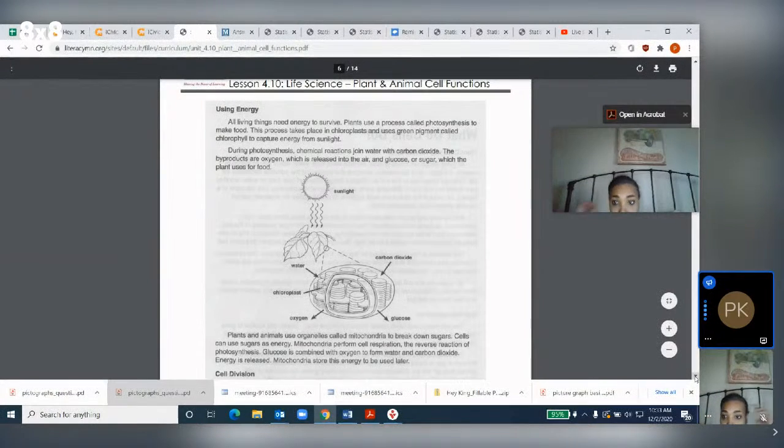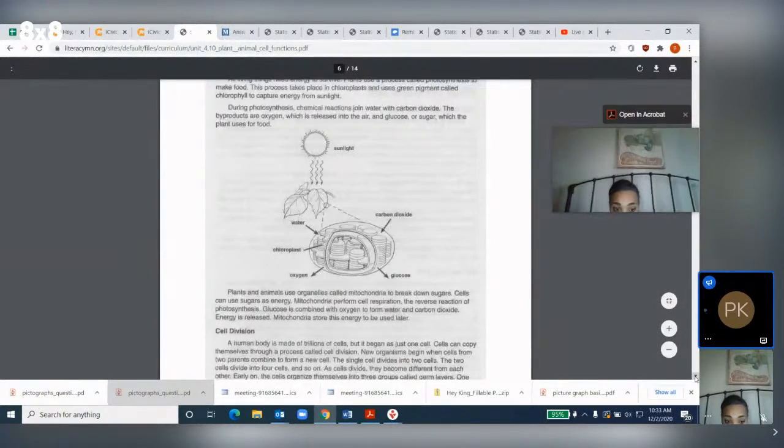So plants and animals use organelles called mitochondria to break down sugars. Cells can use sugars as energy. Mitochondria perform cell respiration, the reverse reaction of photosynthesis. Glucose is combined with oxygen to form water and carbon dioxide. Energy is released, and mitochondria source energy will be used later.